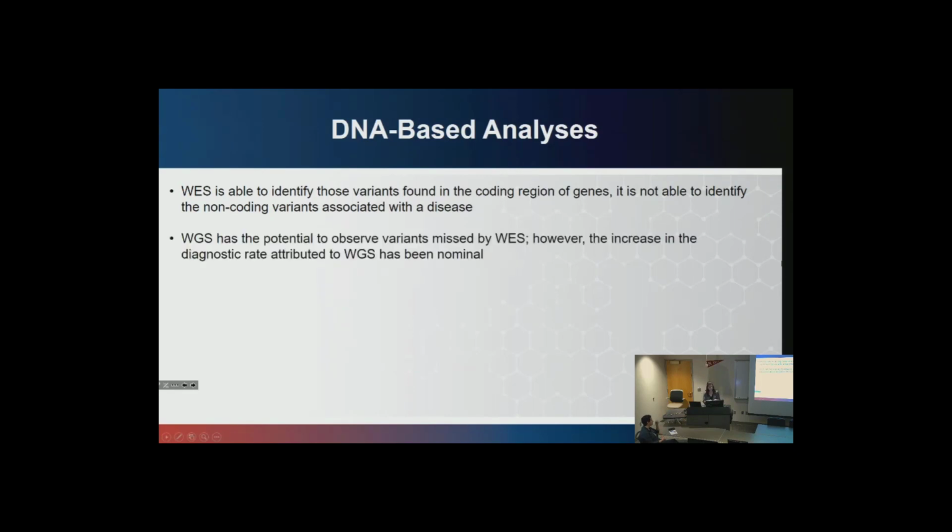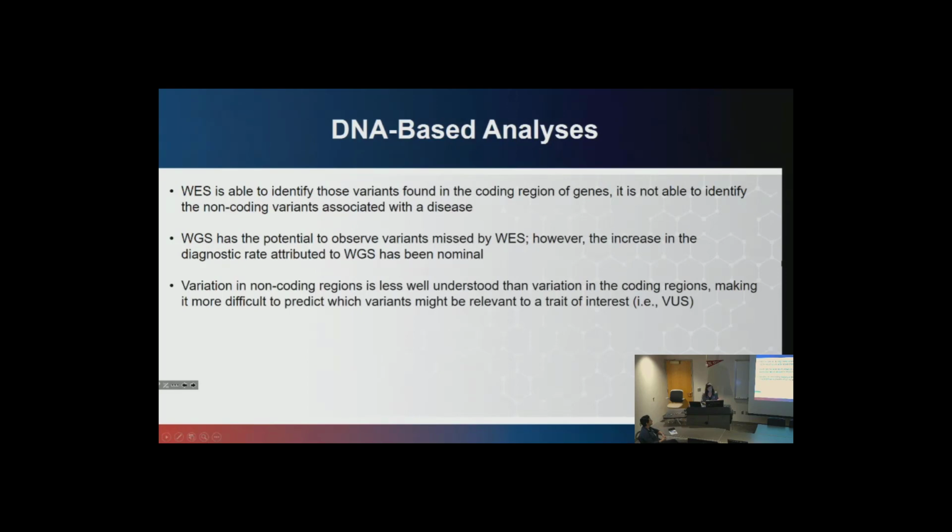Whole genome sequencing has the potential to observe variants missed by whole exome sequencing. However, the increase in the diagnostic rate attributed to whole genome sequencing has been nominal so far, because variation in non-coding regions is less well understood than variation in the coding regions, making it more difficult to predict which variants might be relevant to a trait of interest. Whole genome sequencing results bring a lot of variants of uncertain significance.